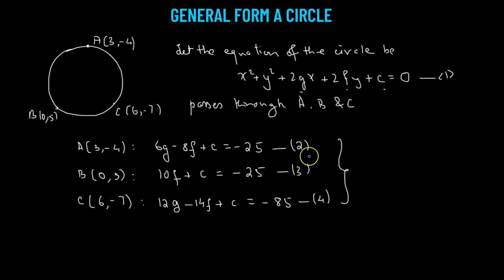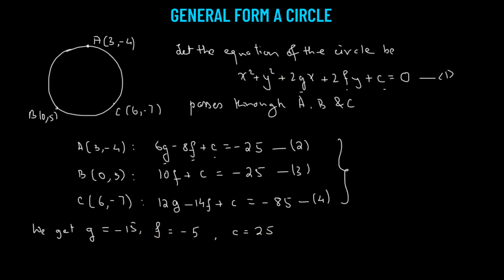What we have here are 3 linear simultaneous equations with variables g, f and c. So we can solve them to obtain the values of g, f, and c. That's an easy exercise for you to try out. So I'm going to state the values. We get the value of g as equal to negative 15. The value of f comes out to be negative 5. And the value of c comes out to be positive 25. So we have successfully obtained the values of g, f, and c.